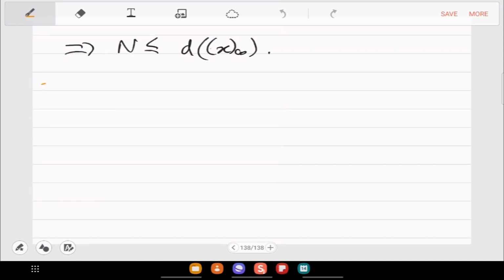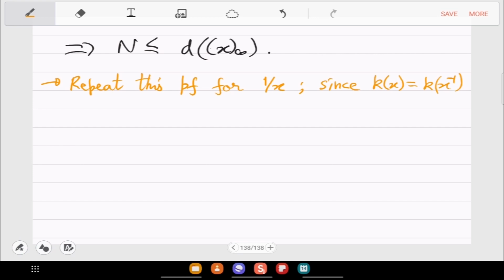One by x, yeah. So essentially repeat this proof for 1 over x. Now since k(x) and k(1/x) are the same base fields, this proof will give you the degree of x0 is lower bounded by n. Is that clear?